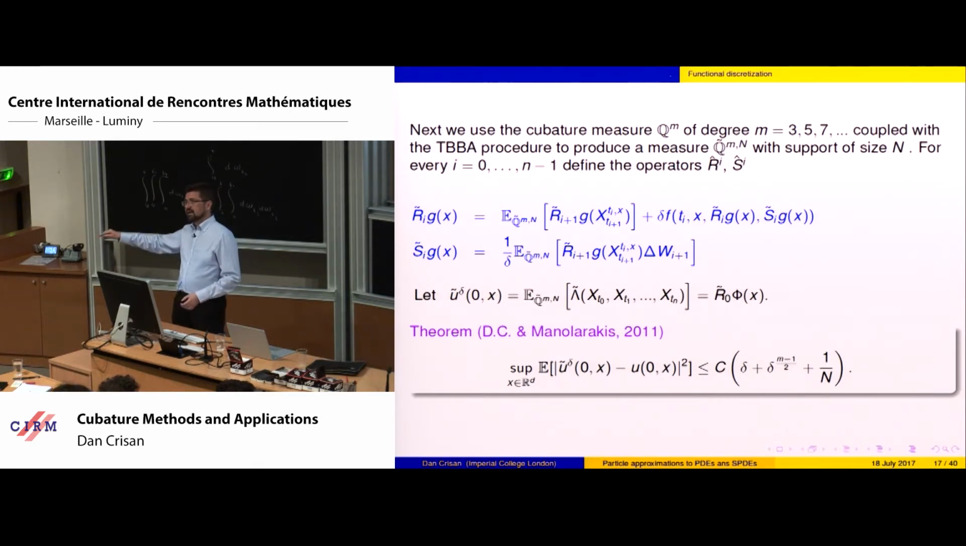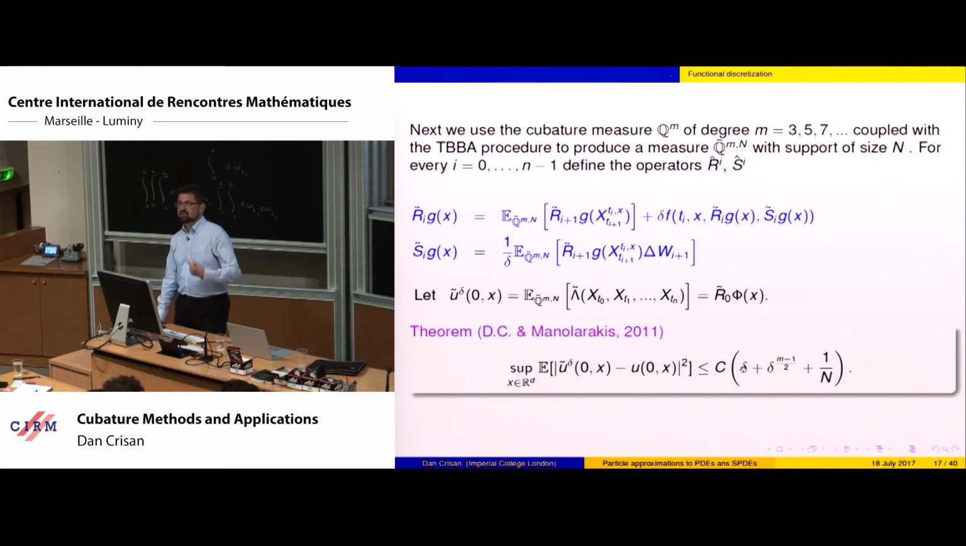Instead of solving the forward SDE, you solve all these ODEs, you compute the correspondence, you subsample using the TBBA, and then you compute the corresponding functional, integrate with respect to this truncated cubature measure, and the result that you end up with is the following. So there should be a 1 over 2 in here. It's missing. So the L2 norm of this is controlled by 3 terms. Okay, and this is where you see exactly how each of these 3 terms influences the error. So the first one here is delta. This comes as a result of using a first order discretization of the functional. Now you can do better than this.